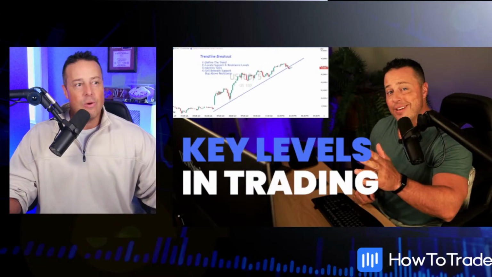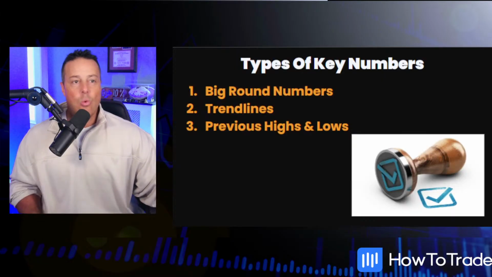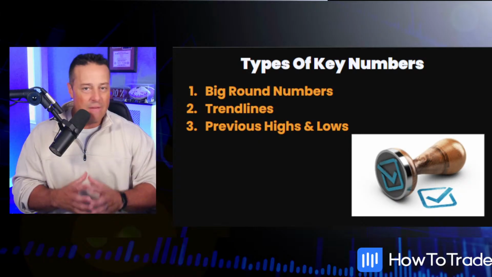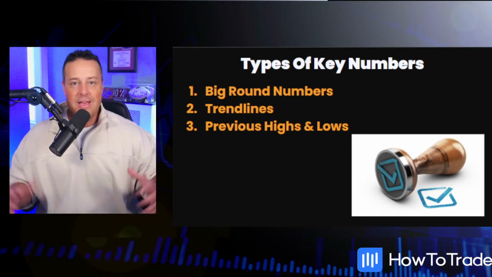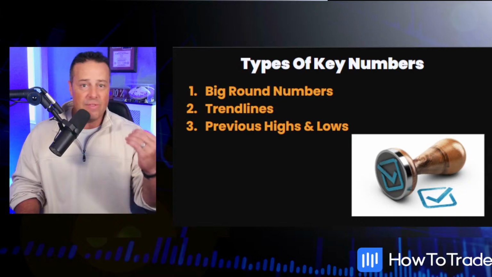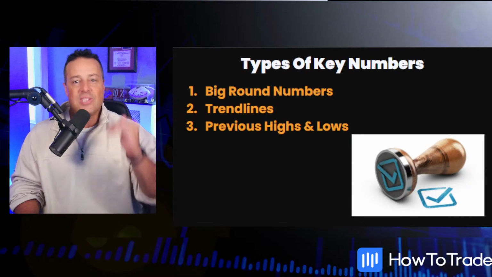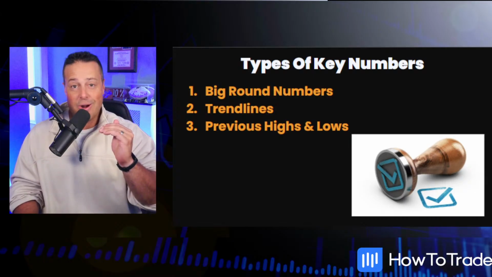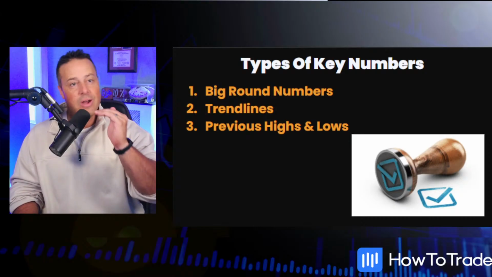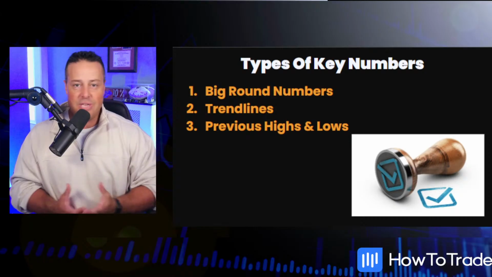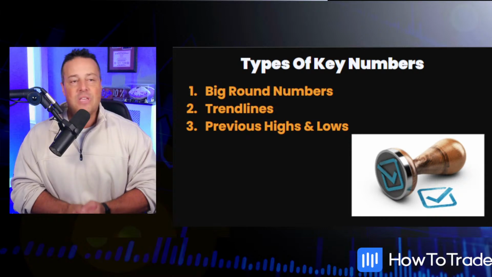What do we need to do? We need to understand how to identify them. So what are the different types of key levels? Key levels are key numbers. It's the same thing. Don't get confused by, is a key level different than a key number? No. A key number is a price point on your chart. A key level is a price point on your chart. It's the same thing. They're synonyms. Use them the same. All right, the types of key numbers.